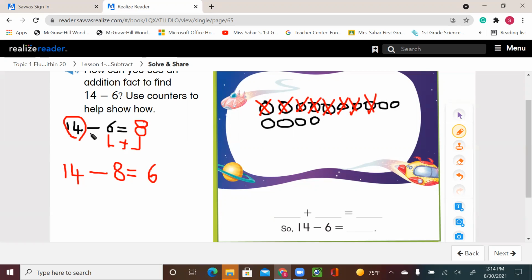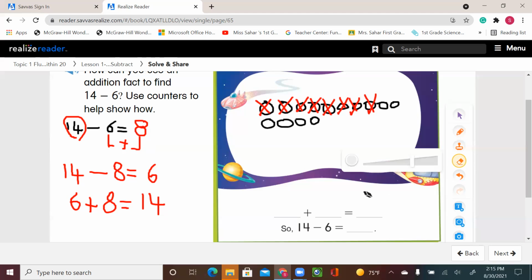So as you see, when I subtract either addend, I'm going to still have the same number. So if I say 14 take away 6 equals 8, 14 take away 8 equals 6. If I say 6 plus 8, your answer will be 14, right? And that's why we say they are related, because I'm still using the same number. So if I have the total and one addend, I'm going to take away and I'm going to have the second addend.